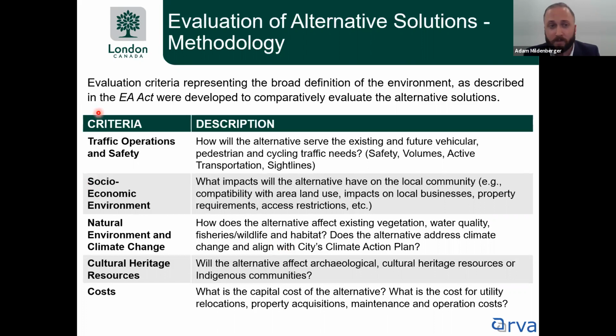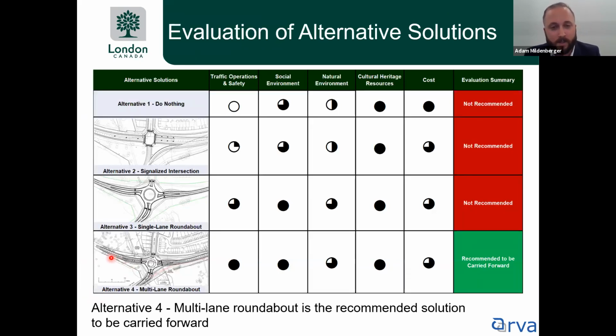So we've evaluated these 4 alternatives based on multiple criteria. These criteria include traffic operational and safety considerations, impacts to the socioeconomic environment, impacts to the natural environment and climate change considerations, impacts to cultural heritage resources, and what are the costs of the 4 alternatives. So this is essentially an infographic or a figure that illustrates our evaluation. We have the 4 alternatives and the multiple criteria. And based on our evaluation, alternative 4, that being the multi-lane roundabout, is recommended to be carried forward.